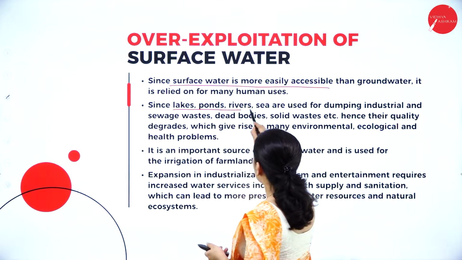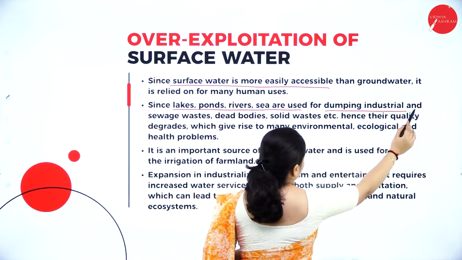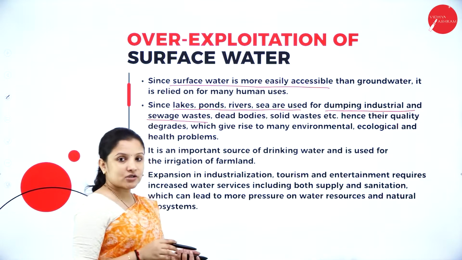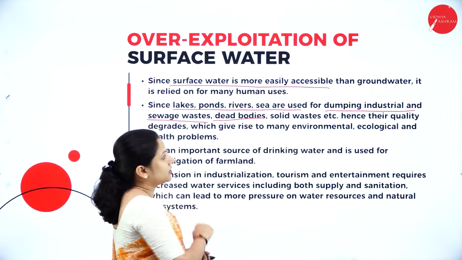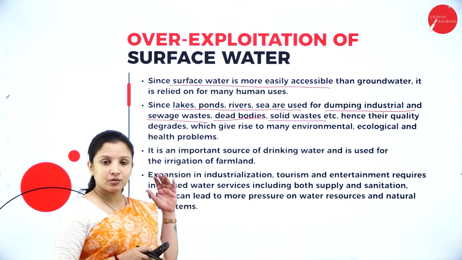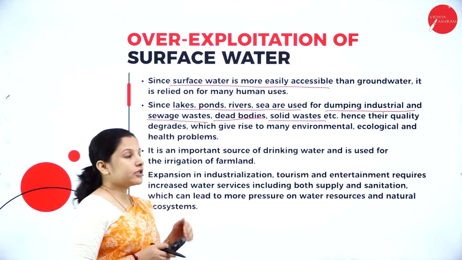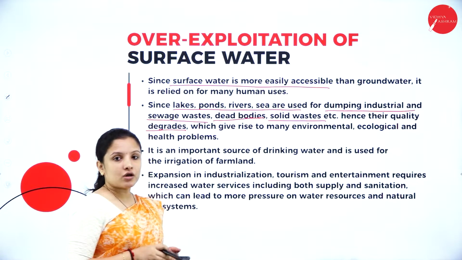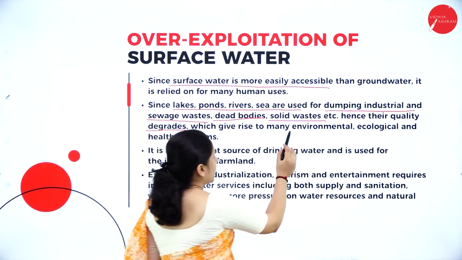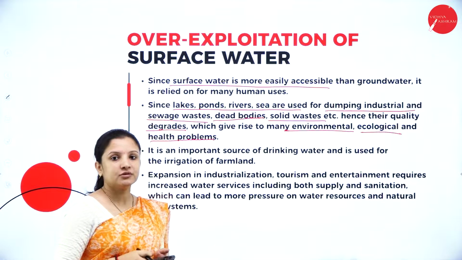And since lakes, ponds, rivers, seas, etc. are usually used as dumping grounds, especially for industrial and sewage waste, and not just that, even dead bodies and solid waste are dumped in the fresh water. Hence, all these pollutants degrade and bring down the quality of the water, which will not just reduce the quantity of fresh water, but also give rise to a lot of environmental, ecological as well as health problems.